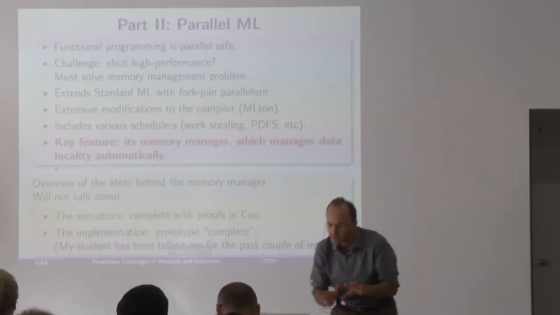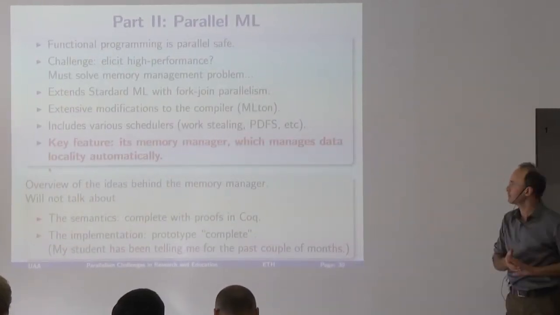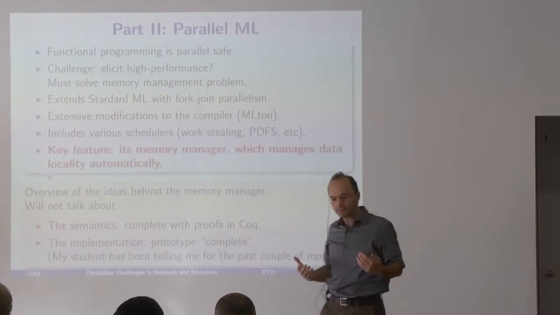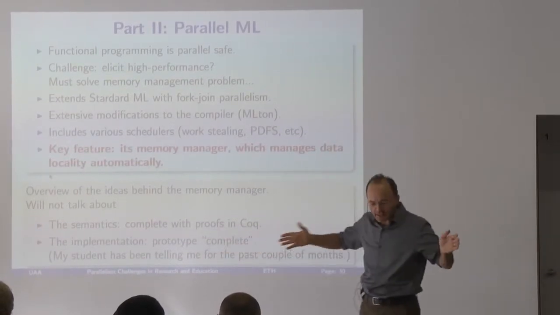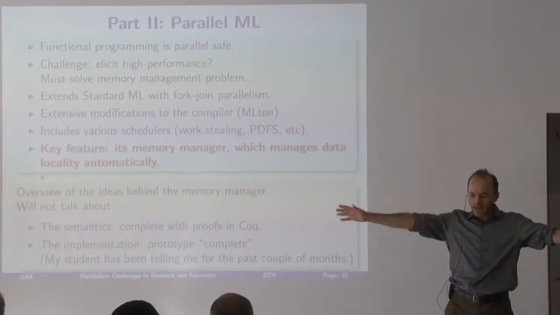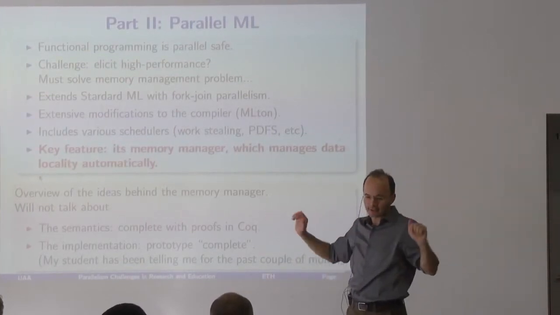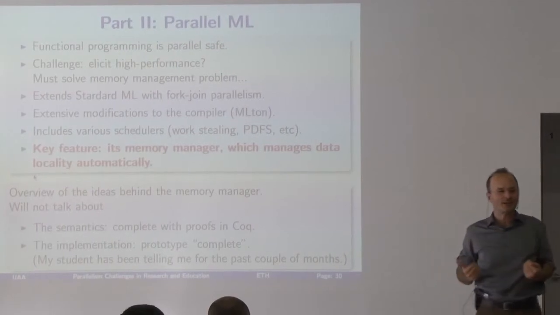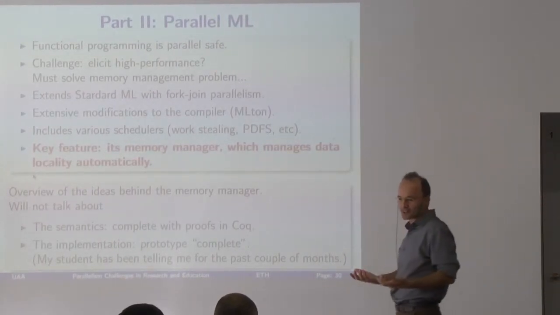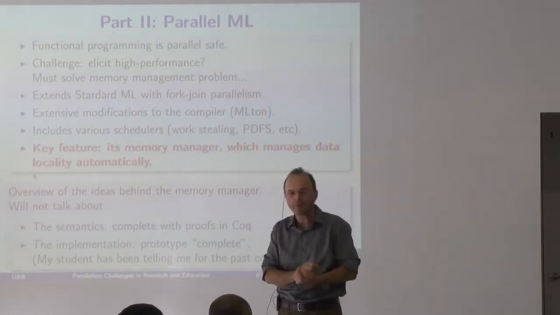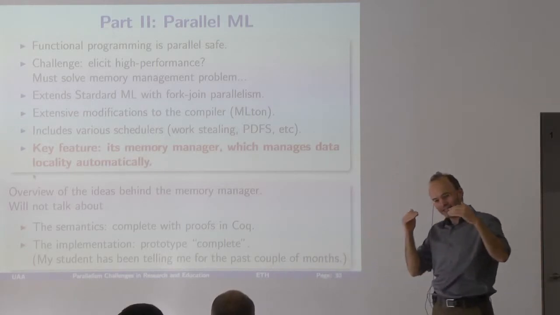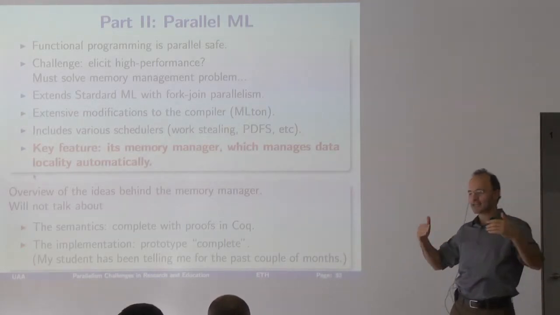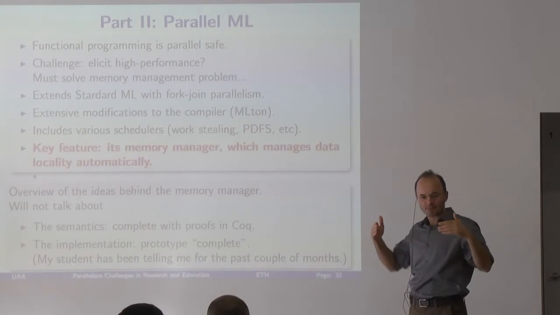Okay, so part 2. This was all in the imperative procedural world. Now, I said in the beginning, functional programming is parallel safe. That's a wonderful thing. That means you don't have to worry about races or anything like that. But the challenge there is that you just don't have high performance. The key problem there is memory management, memory management, memory management.